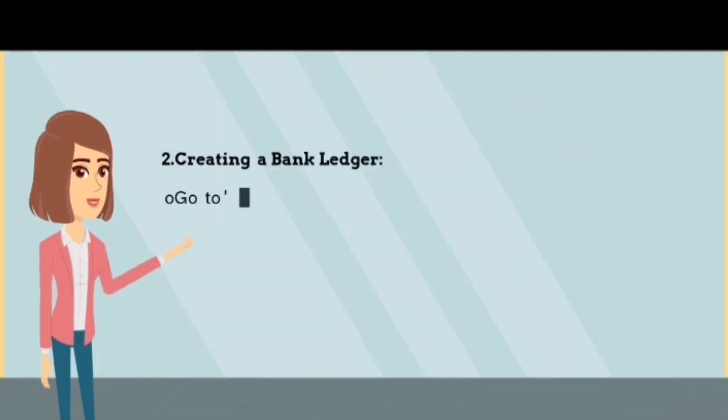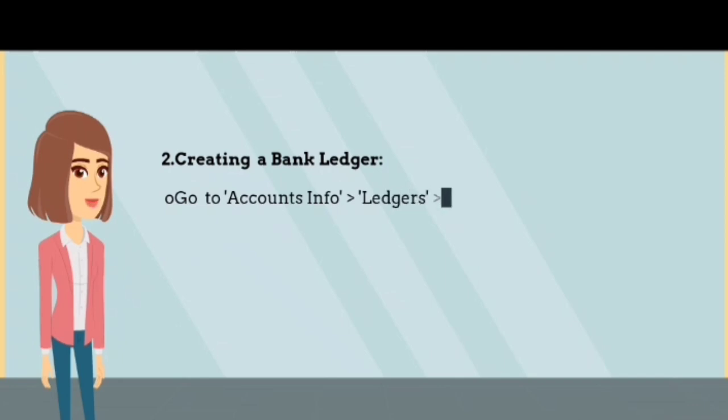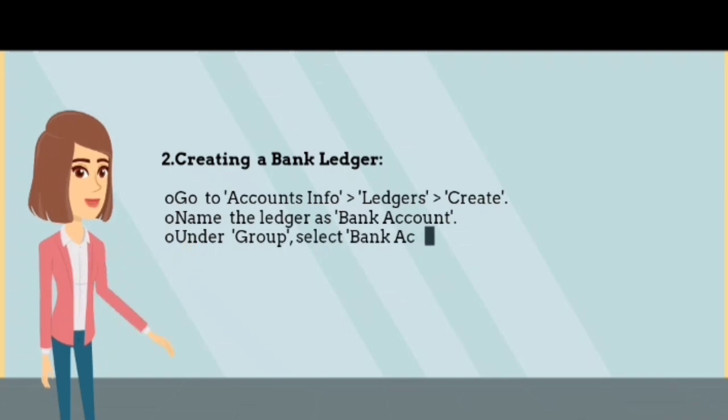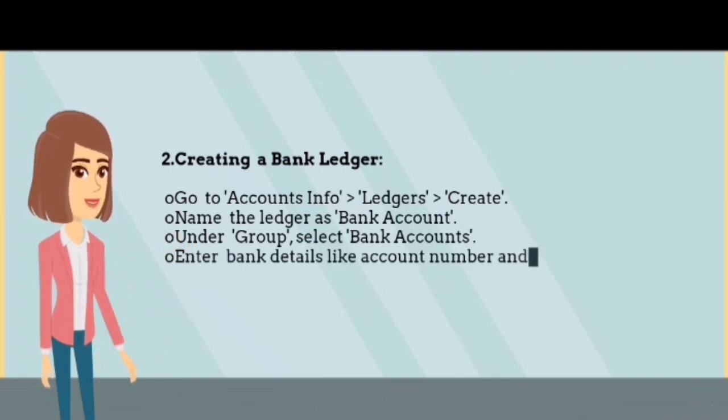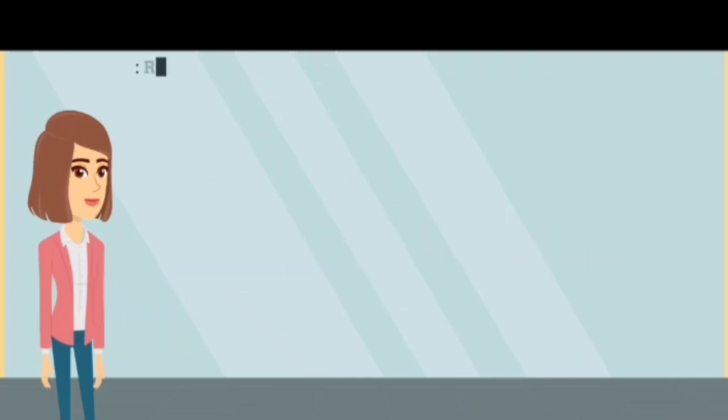2. Creating a bank ledger. Go to Accounts Info, Ledgers, Create. Name the ledger as Bank Account. Under Group, select Bank Accounts. Enter bank details like account number and IFSC code. Save the ledger.